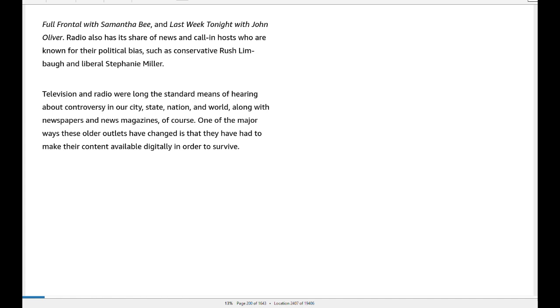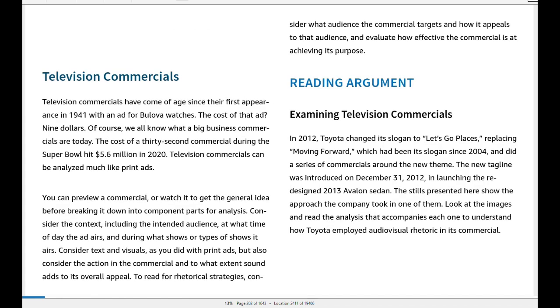Television and radio were long the standard means of hearing about controversy in our city, state, nation, and world, along with newspapers and news magazines, of course. One of the major ways these older outlets have changed is that they have had to make their content available digitally in order to survive. Television commercials. Television commercials have come of age since their first appearance in 1941 with an ad for Bulova watches.